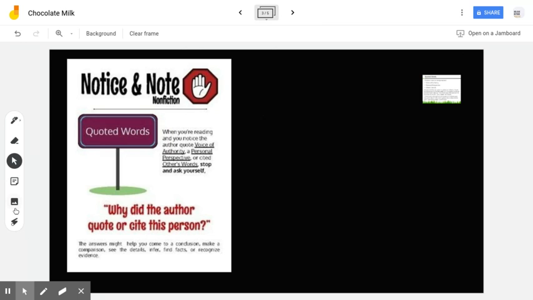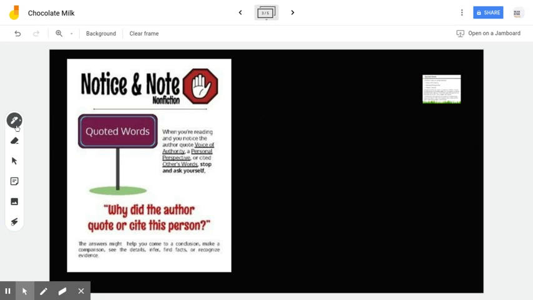The other thing we want to notice is quoted words. So we're going to stop when we notice quoted words. And it says, when you're listening and you notice the author quote a voice of authority, a personal perspective, or other words, stop and ask yourself, why did the author quote or cite this person?